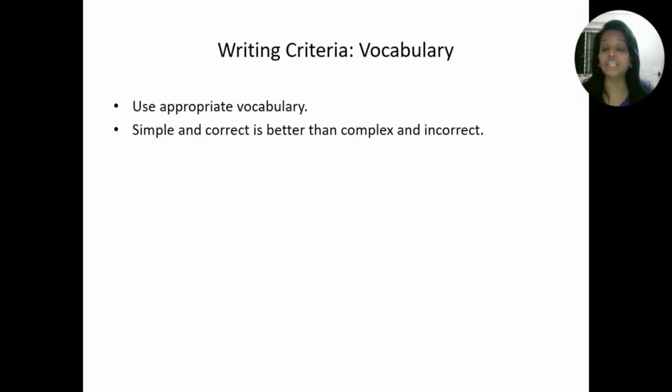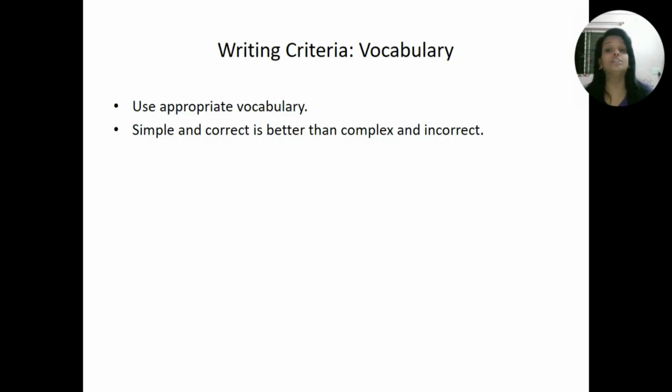And next comes the vocabulary in writing. The system rewards appropriate vocabulary, not complicated vocabulary, not fancy or advanced words, because many of you force yourself to use advanced words and you may end up using them incorrectly. Simple and correct is always better than complex and wrong.